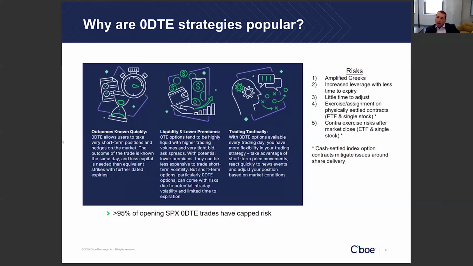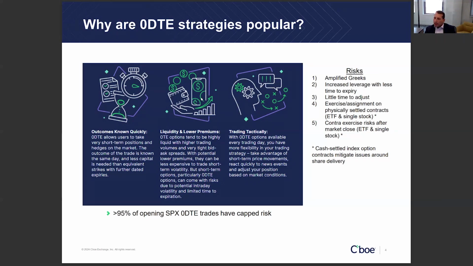Now that's not to say there aren't risks. Obviously, options are leverage instruments, and that leverage only goes up as time to expiration goes down, right? So a contract that expires today has a considerable amount of leverage. So Greeks are amplified. There's obviously less time to adjust when you're trading 0DTE options.